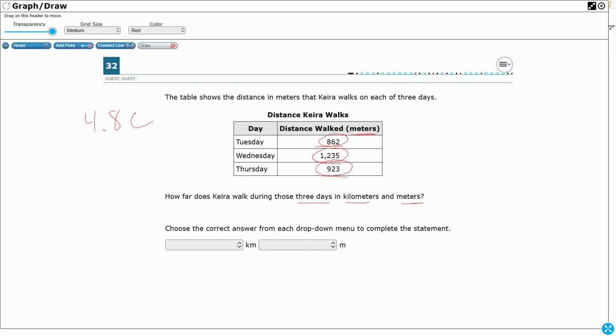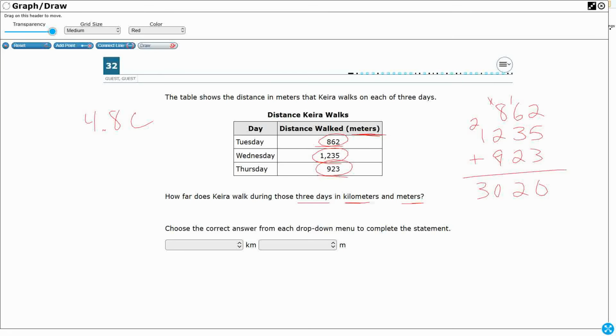So they give us everything in meters. First, let's just add it up. 8,062, 12,035, 9,023. So that's going to be 7,10. That's 10,12. That's 10,20. All right, so 30,20. Now, there is no 3,020 in the answer choices.